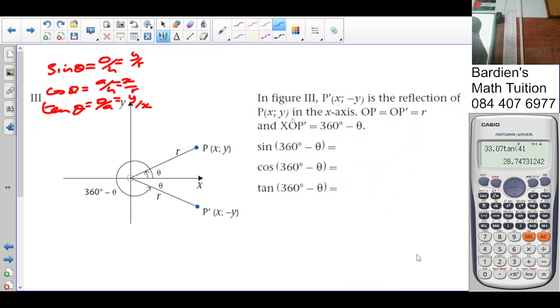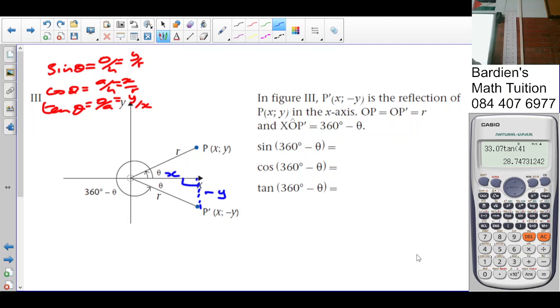Coming back to this here, in figure 3, P dash, which is (x, -y), is a reflection of P, which is (x, y), in the x-axis. OP is equal to OP dash, and P is equal to r. Then we are told that angle XOP is going to be equal to theta. If you conclude this here, there's your 90 degrees. What is this length here in terms of x and y? Negative y here.